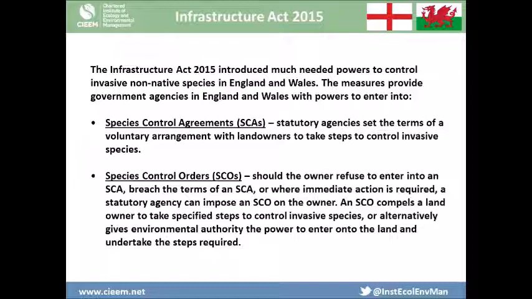And then one step up from that, you have species control orders. Should a landowner refuse to enter into a species control agreement, or if they breach the terms of a species control agreement, or if it was a really urgent situation, like suddenly an Asian hornet was spotted in a particular location, then a species control order could be issued, which compels the landowner to take specified steps to control the species. And if they don't, it compels them to allow the environmental authority to enter their land to undertake the steps required to deal with the risk. And where the introduction of the species is the fault of the landowner, they may very well find themselves responsible for the cost. So if the landowner introduced the species, the cost might fall on them for control, even if an environmental authority carries out the works.